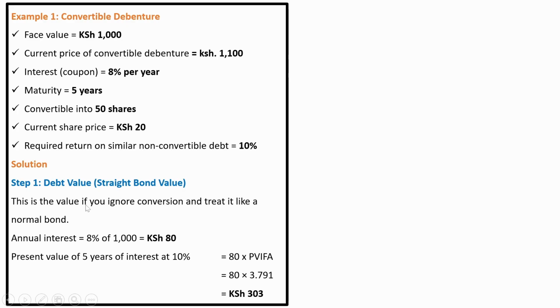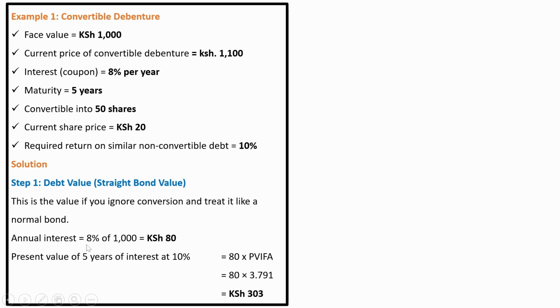So in step 1, let us start by finding the debt value, also known as the straight bond value. So this is the value if you ignore conversion and treat it like a normal bond. It is very easy to calculate this one. You just find the present value of interest, and then you find the present value of the principal, and then you add them together.